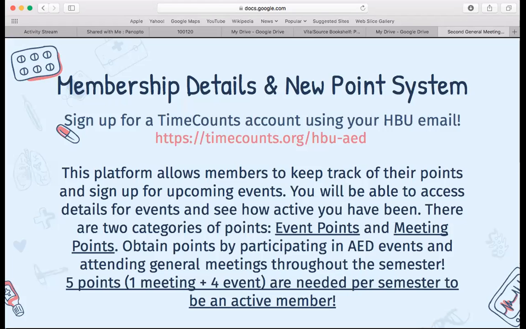Let's see. So there are 2 categories of points, event points and meeting points. Obtain these points by participating in AED events and attending general meetings throughout the semester. You need 5 points in total, 1 meeting and 4 events to be an active member, and that's per semester.